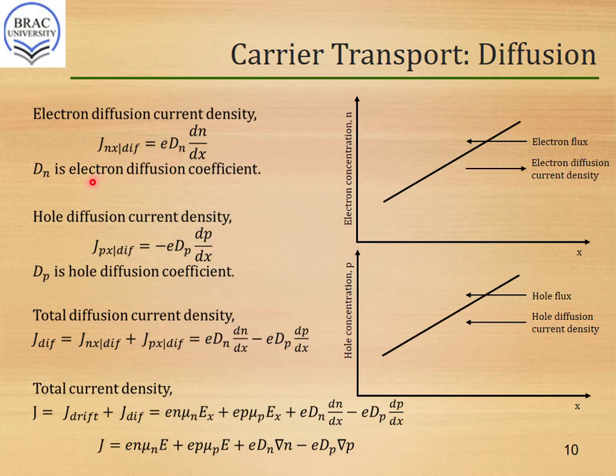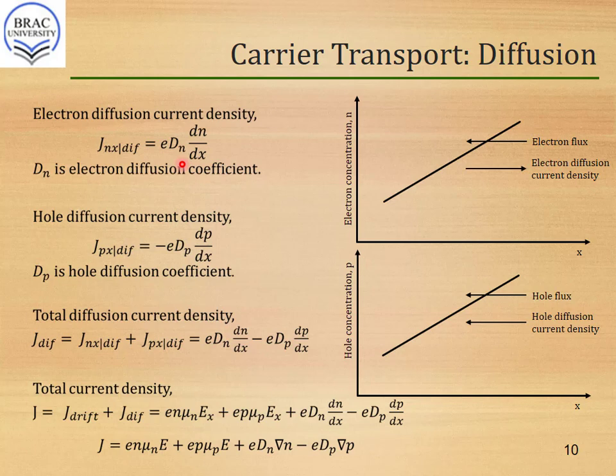We have already talked about mu n, which was the electron drift coefficient. Similarly, dN is another constant term for a particular semiconductor material, that is the electron diffusion coefficient. Of course, this dN will vary from material to material, and also dN varies with temperature.